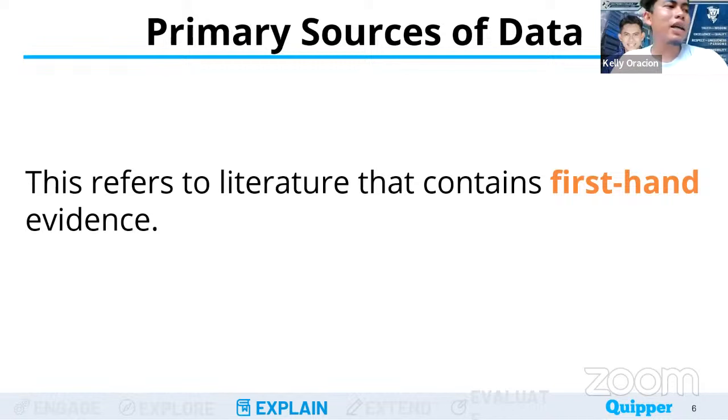Now, let's discuss primary source of data. Okay, it includes first-hand evidence of the literature. Primary sources of data are first-hand evidence literature. These materials include published research in academic journals. These are also original copies of theses and dissertations.